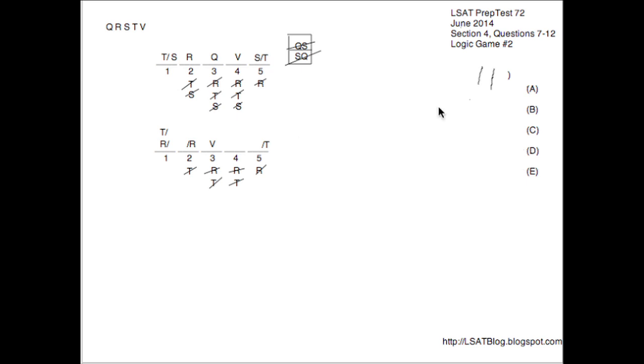So number 11, if V is third, what must be true? So V third, we're in the bottom diagram. We never actually locked down any of these other variables fully, so we're going to have to do a little bit more work here.